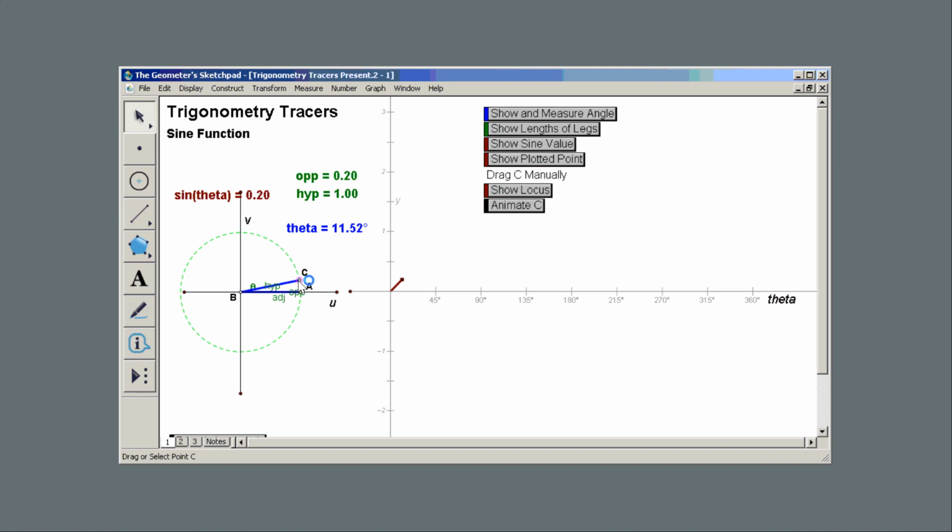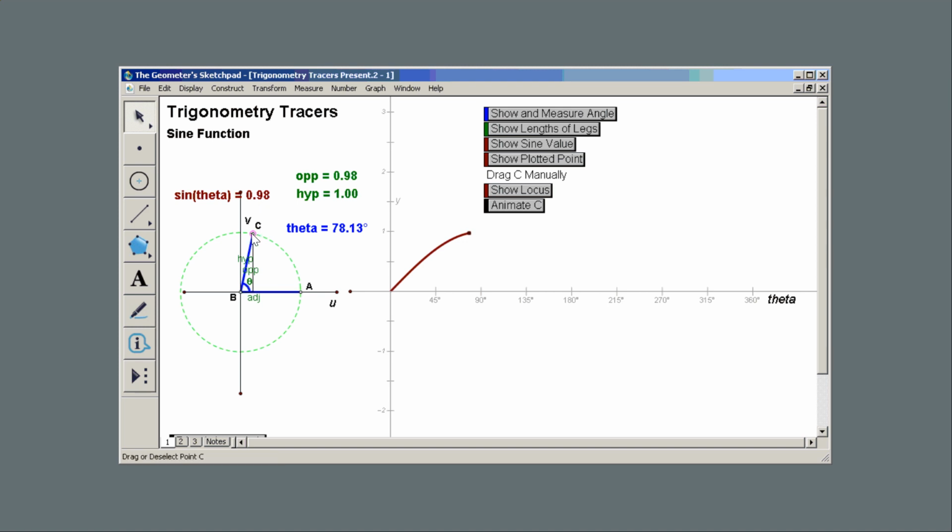And you can see that as I go around the unit circle, the opposite leg gets longer and longer and longer until it's almost the same length as the hypotenuse. And then at 90 degrees, it's going to be actually the same length as the hypotenuse.